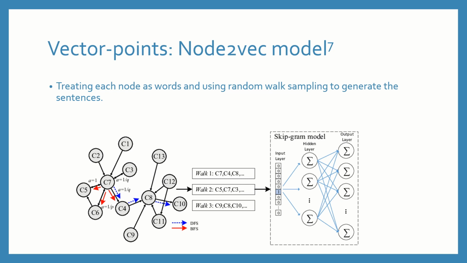For example, several models like the node2vec model treat each node as words and use a random walk sampling strategy to generate sentences as documents. Then they use the skip-gram model to learn the node embeddings.